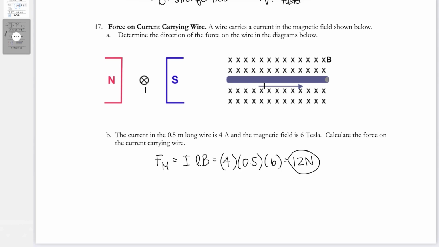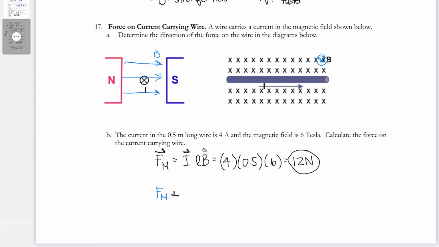Force has three vectors. Force itself is a vector, current is a vector, and field is a vector. And each one of these is going to correspond to one of the directions. The field points away from north and towards south. In this case, the field is pointing into the page. And the field must be mutually perpendicular to the other vectors.